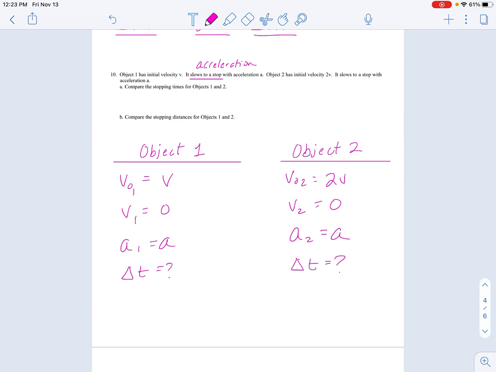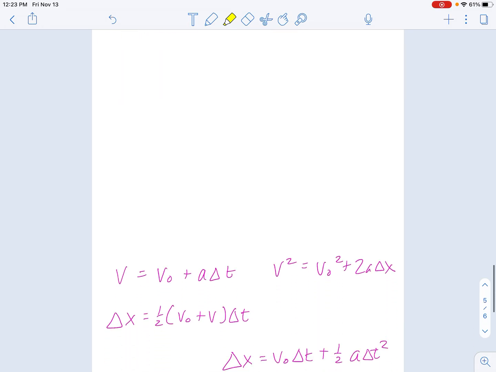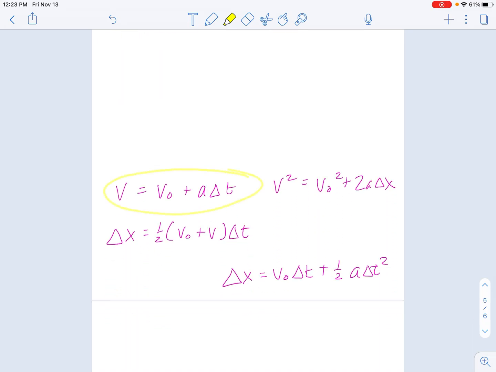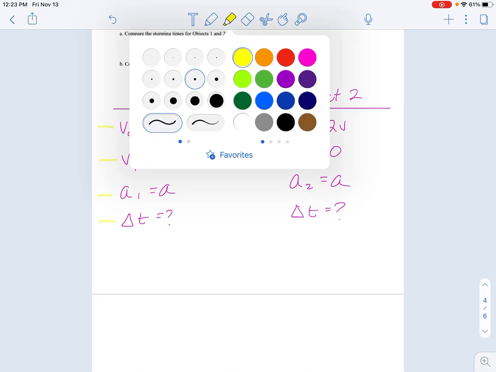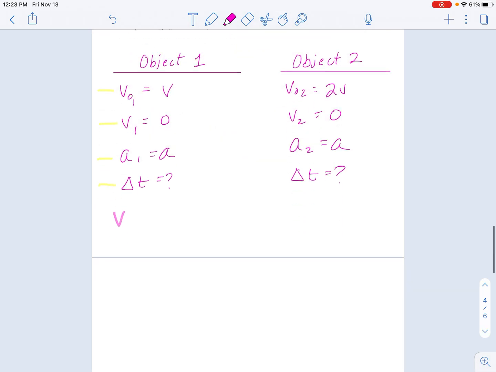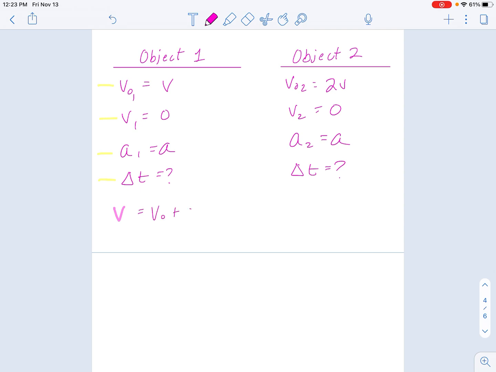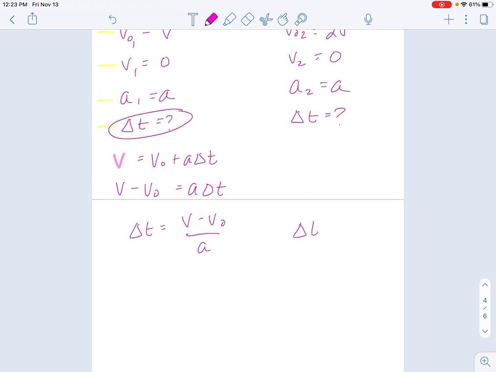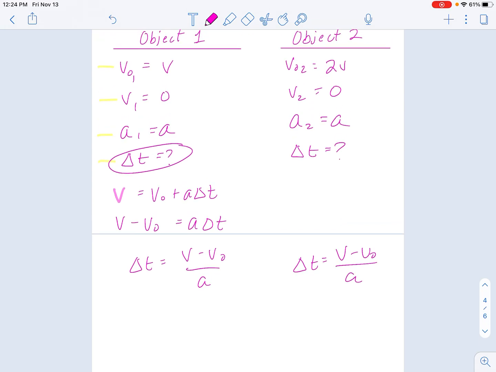So I look at my variables, v0, v, a, and t. And that takes me to this formula. So I'll write out the formula, and I'll rearrange the formula to solve for delta t. And then I'm going to plug in for each object.